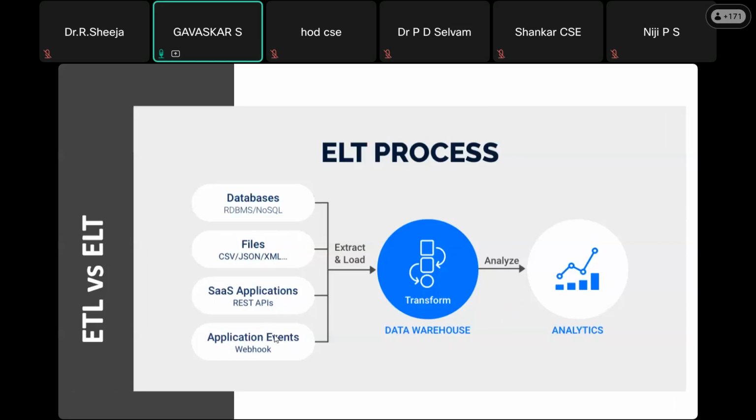And using some application events, like if you are clicking the mouse, the data will be transferred to the data warehouse. When some events happen, the data will be sent to the data warehouse. Now in this process, there is no transformation. So first what we are going to do is we are going to load the data in the data warehouse. For the data warehouse, you can use any data warehouse which is available from a cloud service provider.